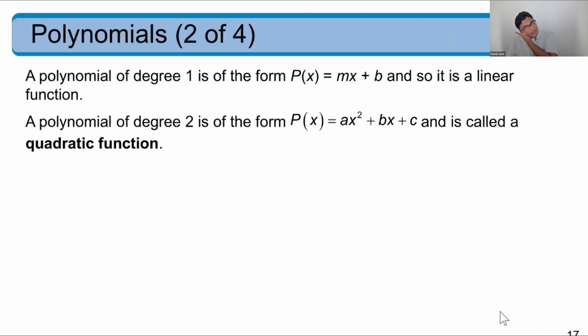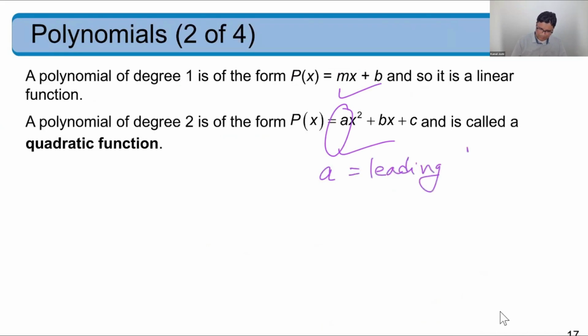First, let's talk about the linear and the quadratic general forms. We have already discussed linear. In a quadratic, this a is the leading coefficient. So let's see what is its role.